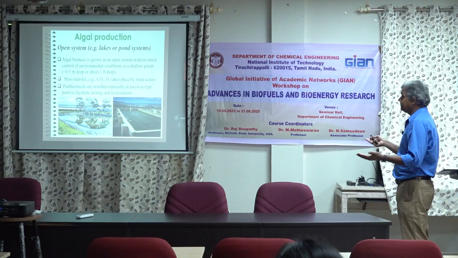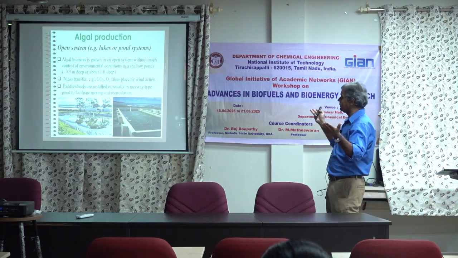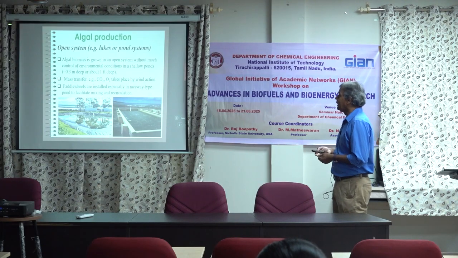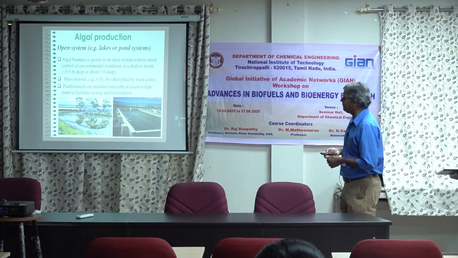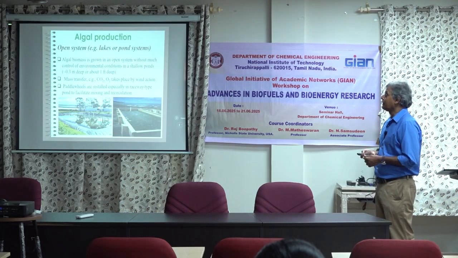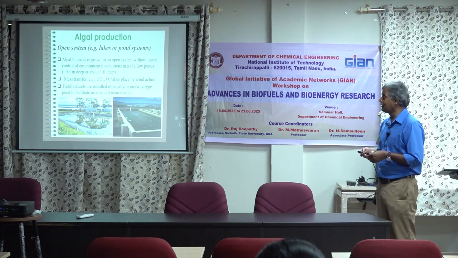Algal production, some pictures here. The algal biomass is grown in open pond systems. You can have a big pond with solar light out there, could be 0.3 meter deep, or about 1 foot deep. Then they make sure there's mass transfer of all the nutrients going into this culture.